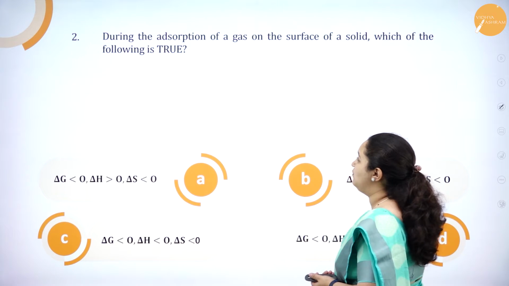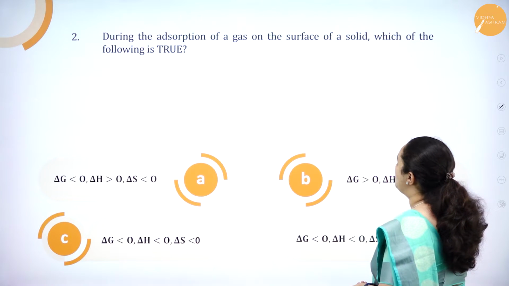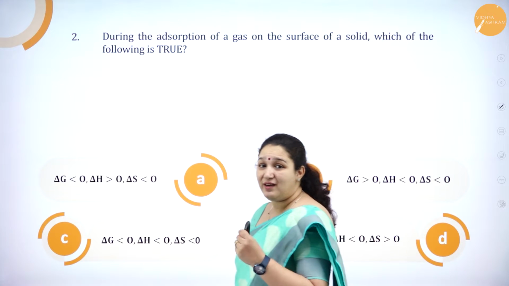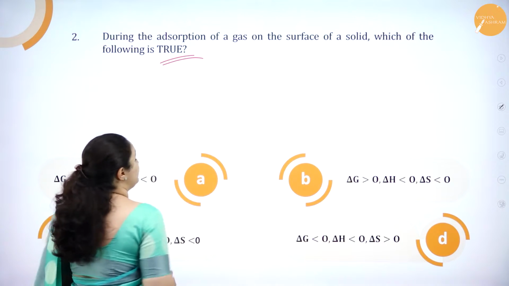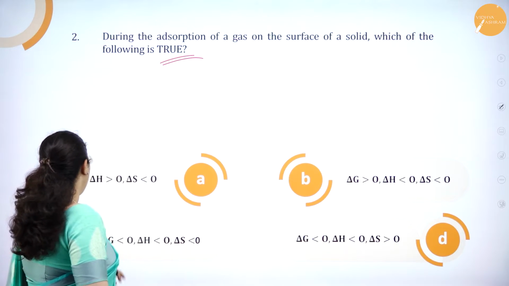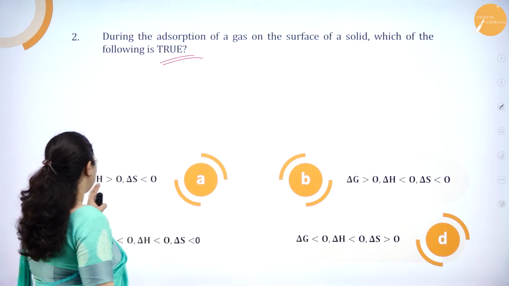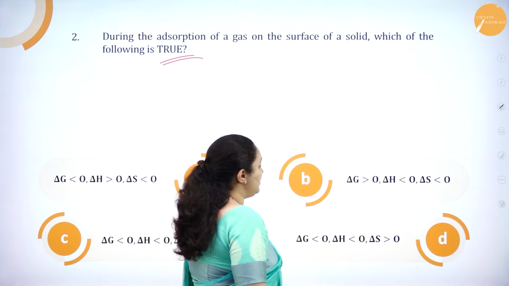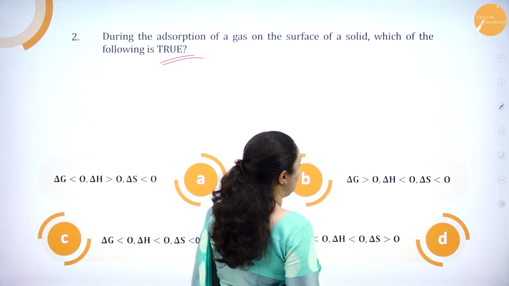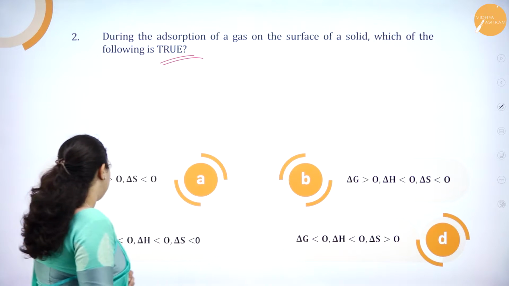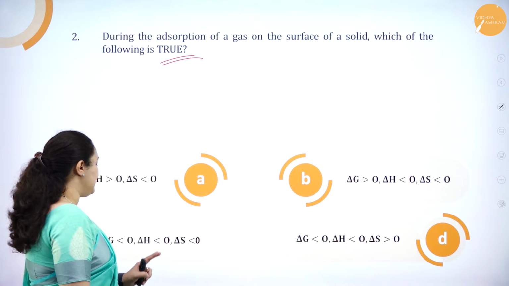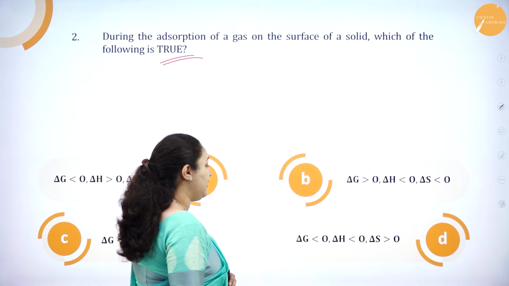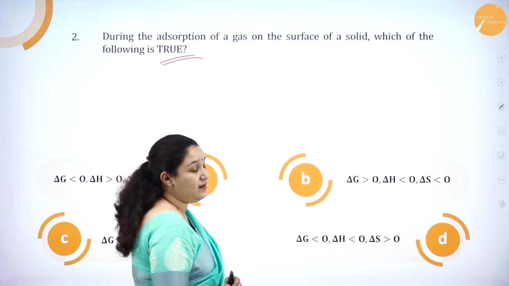Next question, second one. During the adsorption of a gas on the surface of a solid, which of the following is true? ಯಾವುದು ಇಲ್ಲಿ ಕರೆಕ್ಟ್ ಅಂತ ಕೇಳ್ತಾ ಇದ್ದಾರೆ. Which of the following options are true? Option A, delta G is less than 0, delta H is greater than 0, delta S is 0. Option B, delta G is greater than 0, delta H is less than 0, delta S is less than 0. Option C, delta G is less than 0, delta H is less than 0, delta S is less than 0. Then we have delta G less than 0, delta H less than 0, delta S greater than 0.